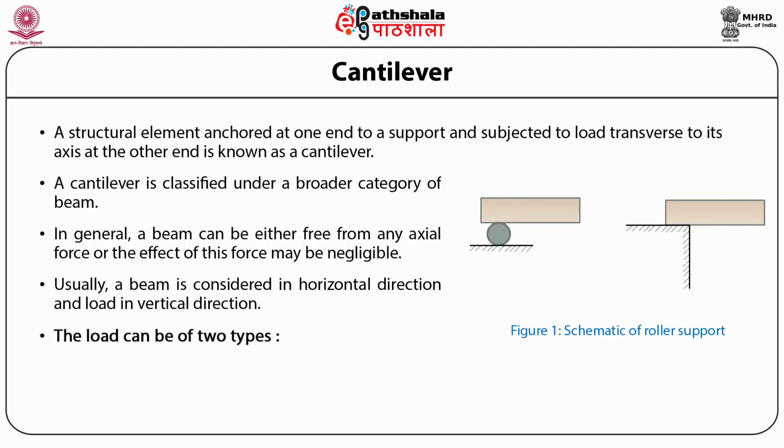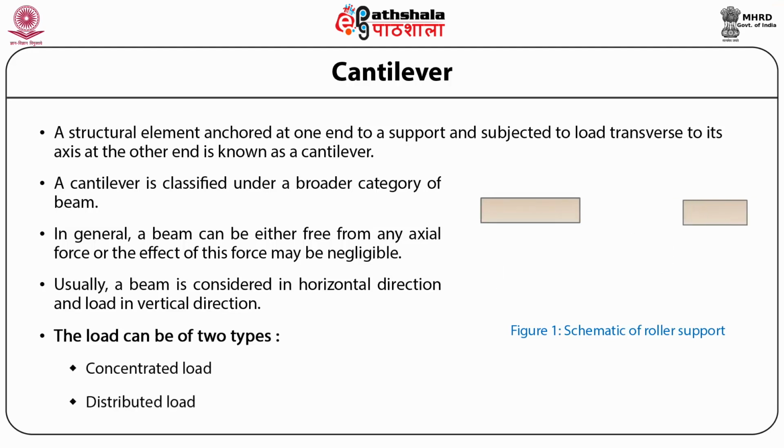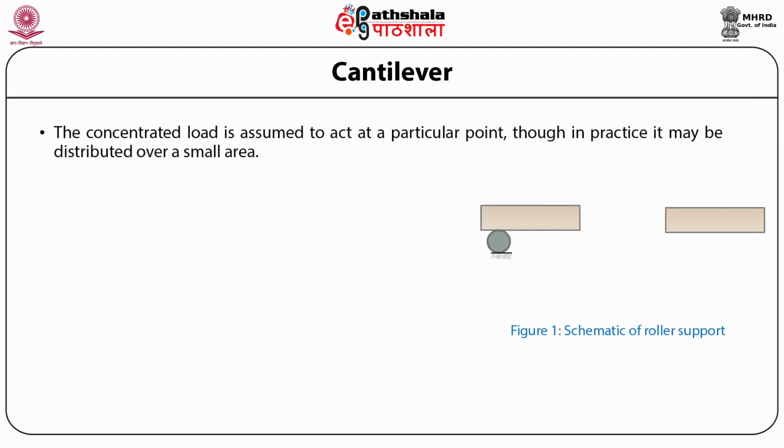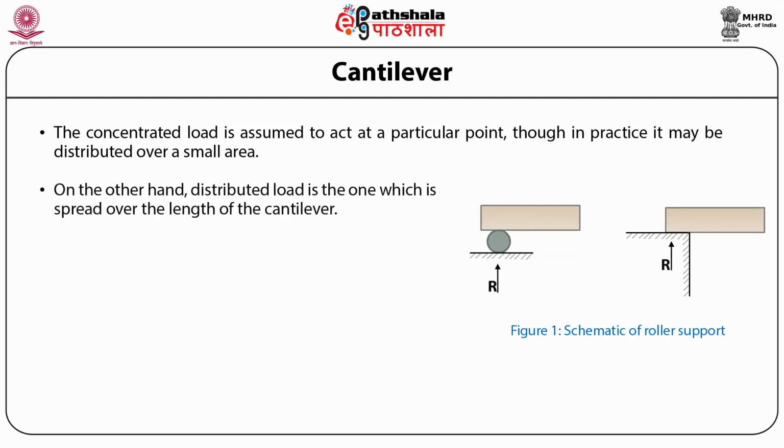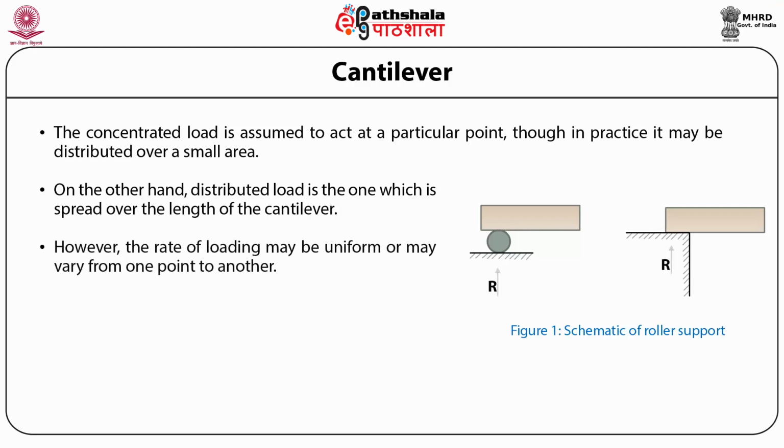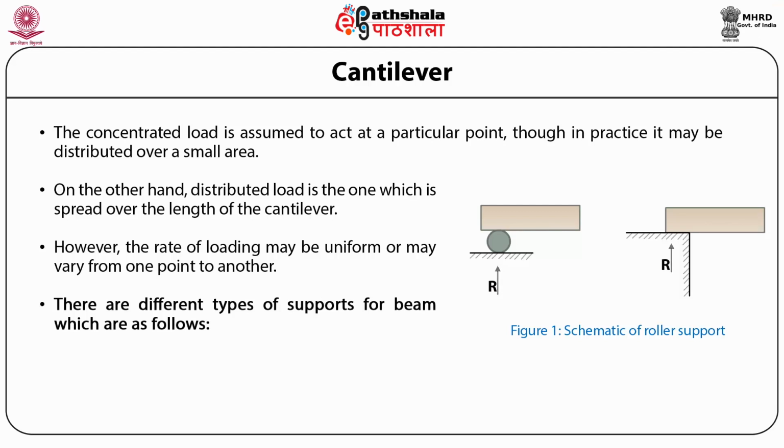The load can be of two types. One is concentrated load and the other one is distributed load. The concentrated load is assumed to act at a particular point, though in practice it may be distributed over a small area. On the other hand, the distributed load is the one which is spread over the length of the cantilever. However, the rate of loading may be uniform or may vary from one point to another. And there are different types of support for a beam, which are as follows.